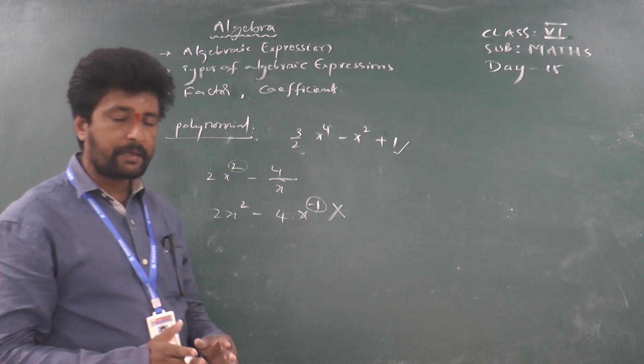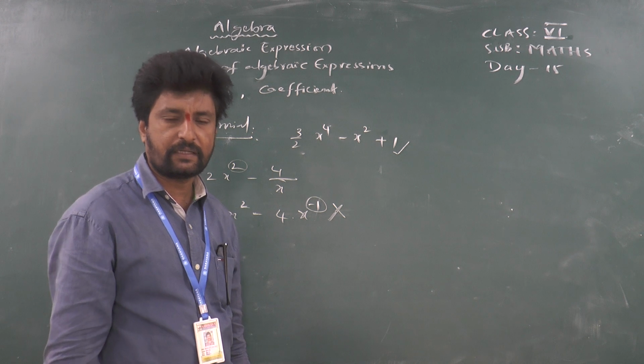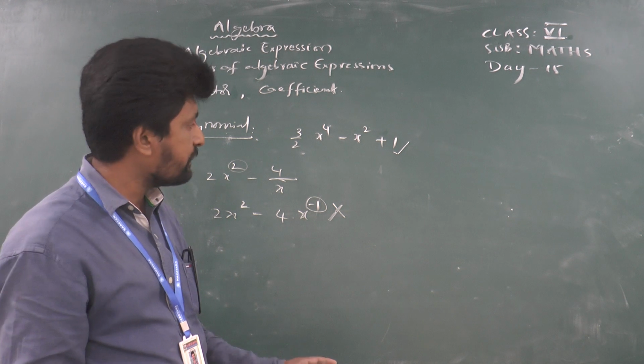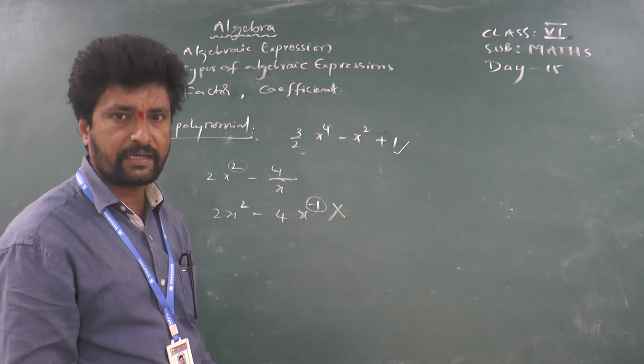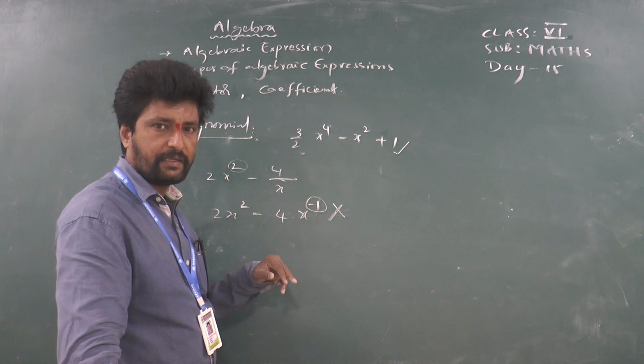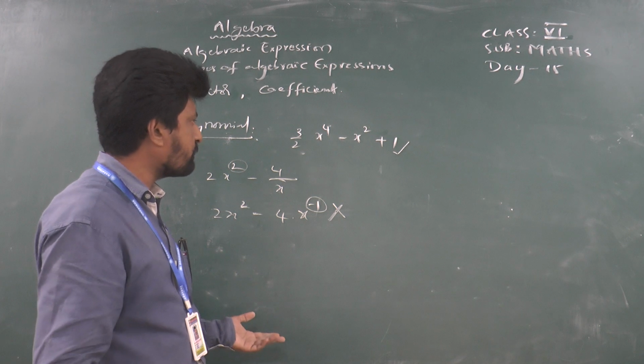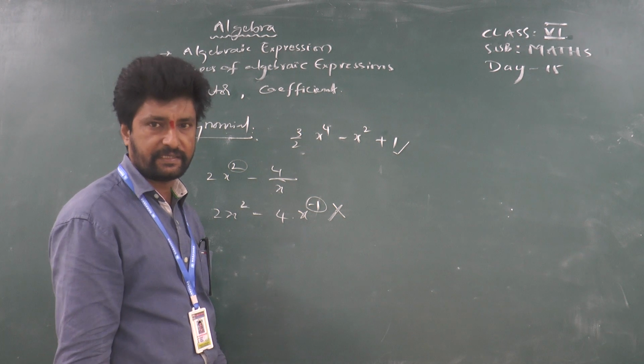That means every polynomial is a multinomial. Multinomial means an expression consisting of either one term or more than one term. Every polynomial is a multinomial, but a multinomial may or may not be a polynomial. That depends upon the indices of the variables it contains.